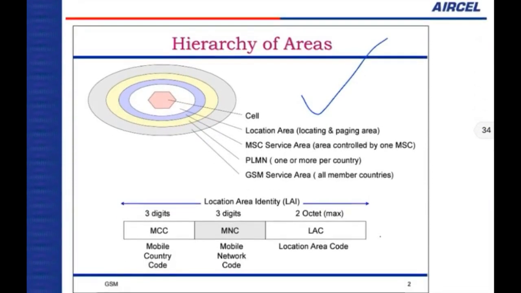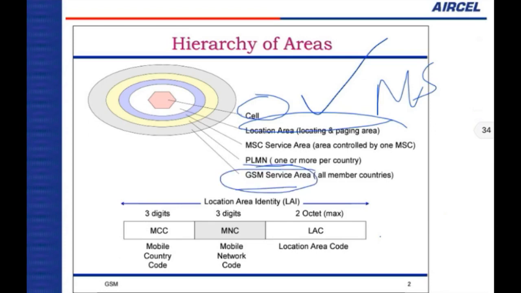And the smallest one is the cell area. That is the one that has the MS area. And then we talk about the location area. They keep on increasing with distance until we have covered the entire GSM service area that is serviced by all member countries given that service.